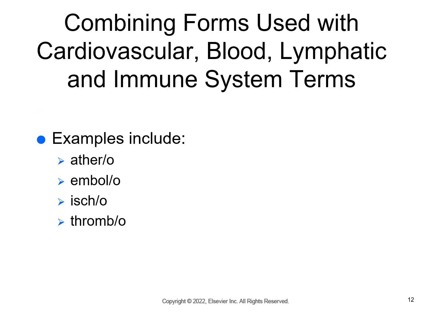These combining forms are used with all of the systems in this chapter. Athero is a fatty plaque, like atherosclerosis. Embolo refers to an embolus, which is a foreign object that blocks a vessel, such as a blood clot, an air bubble, or an atherosclerotic plaque.